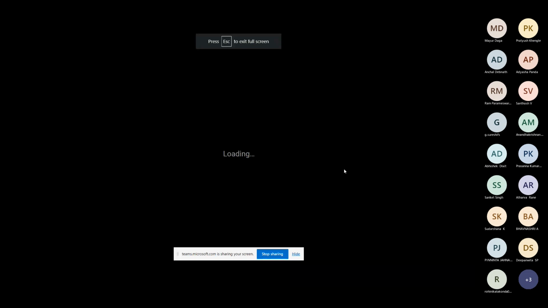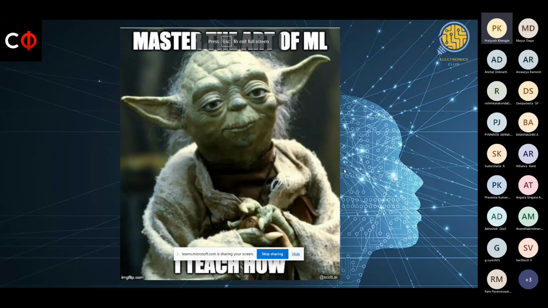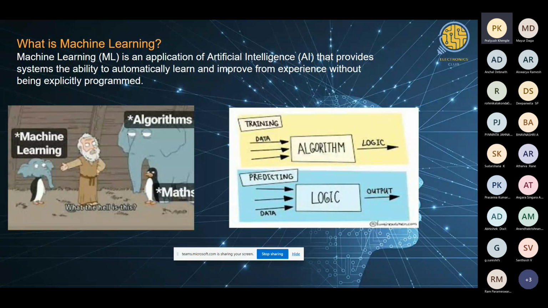So we are starting with machine learning. So what is machine learning? Machine learning is an application of artificial intelligence that provides systems the ability to automatically learn and improve from experience without being explicitly programmed. Now, it's really a complex definition, but machine learning is actually very easy. What machine learning is, is that we teach a machine to take decisions based on past experiences. Yeah, that's all machine learning is.